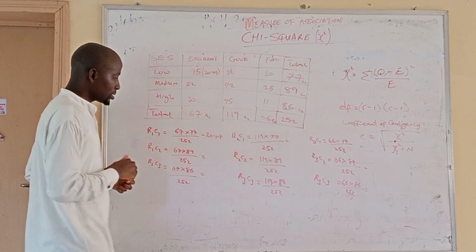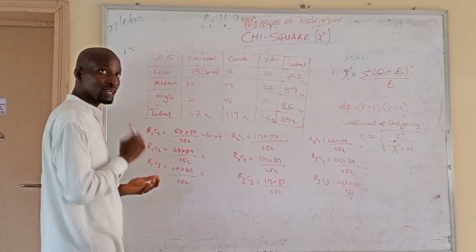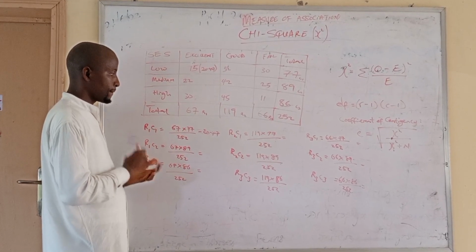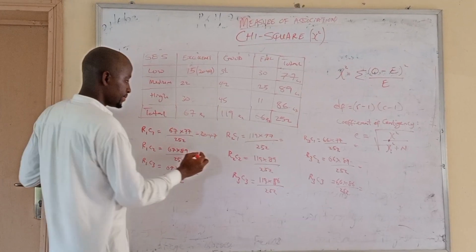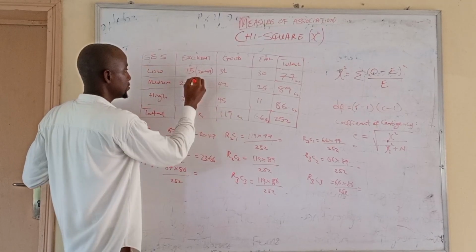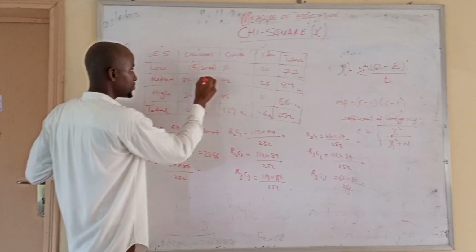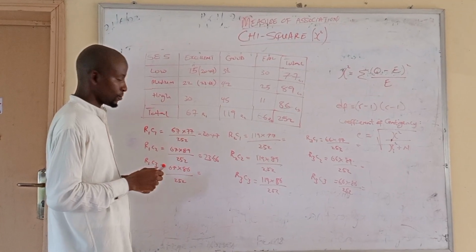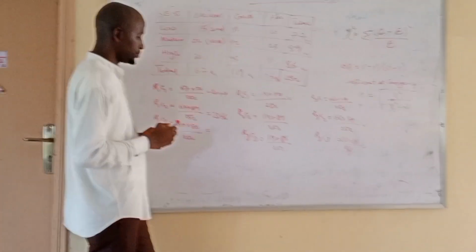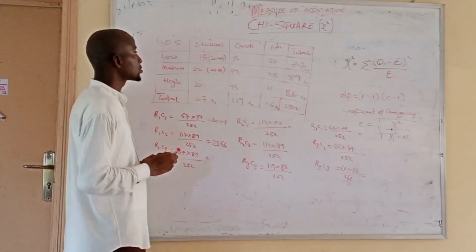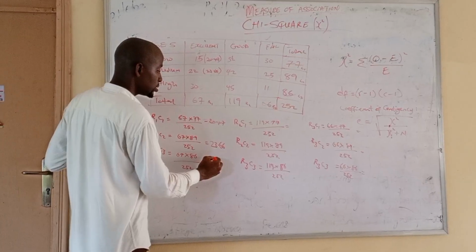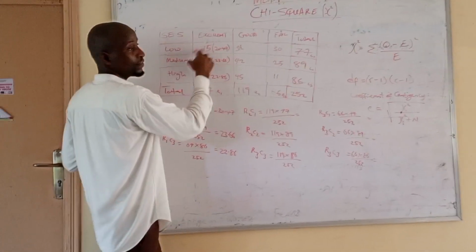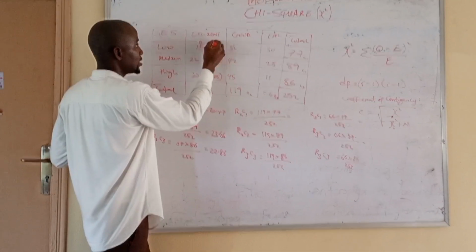Let's continue. 67 times 89 divided by 252 is 23.66. 67 times 86 divided by 252 is 22.86. Observed, expected. Observed, expected.